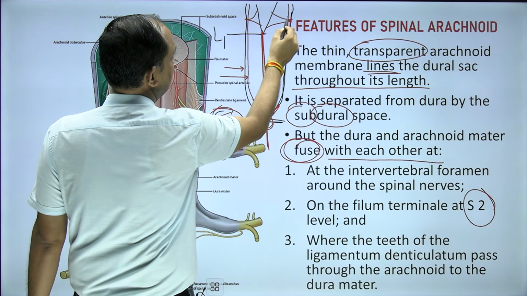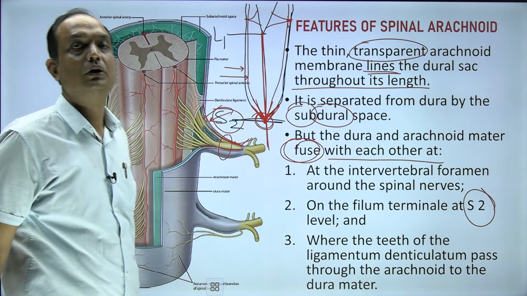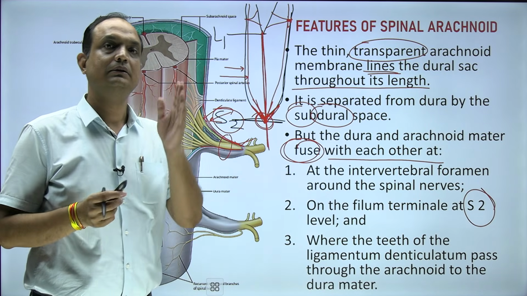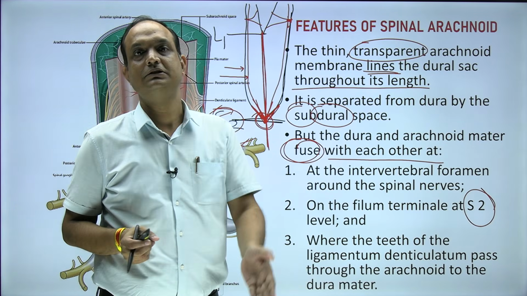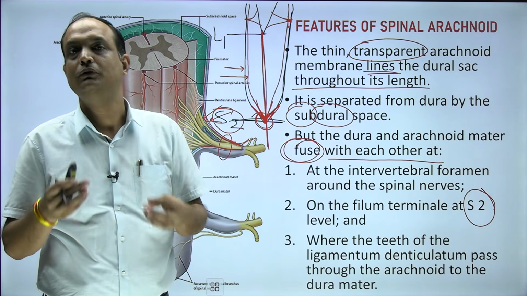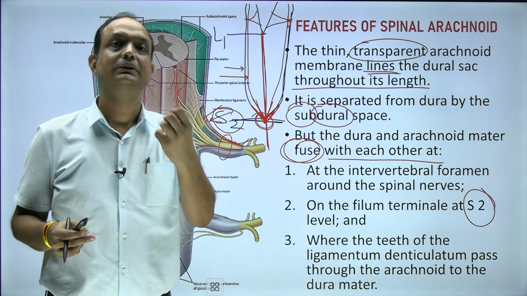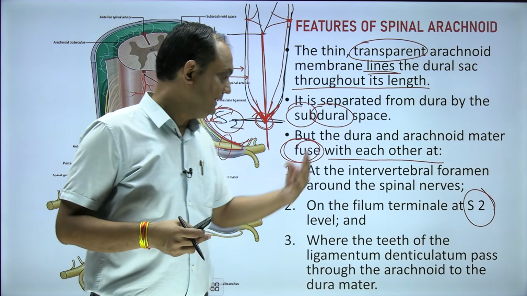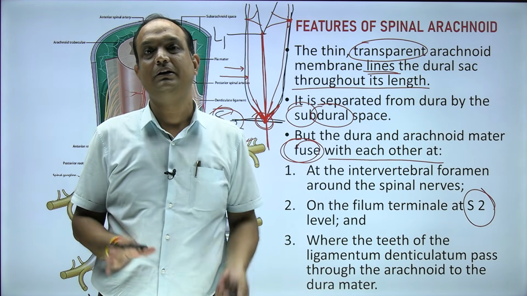So when it is piercing the arachnoid to meet the dura, again there is a fusion of these two layers. So again this question comes in exam, that there is a separation of dura from the underlying arachnoid mater by the subdural space, except in three places. One is the intervertebral foramina where you will have exit of the spinal nerve. Second, at the level of S2, that is the terminal point of your dura and arachnoid. And third are the points where it is punctured by the ligamentum denticulatum.